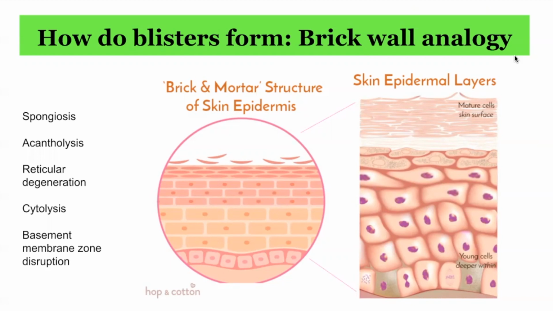And when there is an issue with these binding proteins, such as when there is an autoimmune antibody binding to them, or whether there's a dysfunction or mutation in these binding proteins, then that leads to separation of the skin cells, the skin keratinocytes, and that can lead to disorders such as blistering conditions. And in terms of how blisters form, the first way is spongiosis, and the other ways include acantholysis, reticular degeneration, cytolysis, and basement membrane zone disruption.